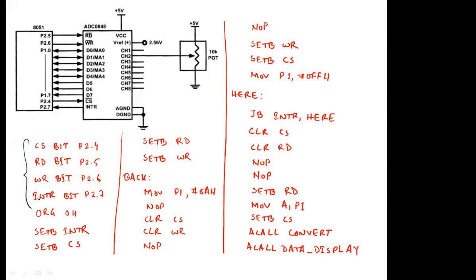What are these things known as? Can anyone remind me? Directive, right? That was the word I was looking for. These are directives. So the bit directive makes P2.4 equivalent to CS. Whenever you use CS, you actually have an effect on P2.4. This is similar to your equate directive.